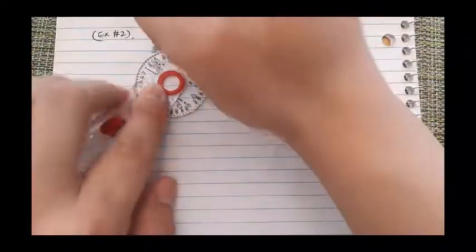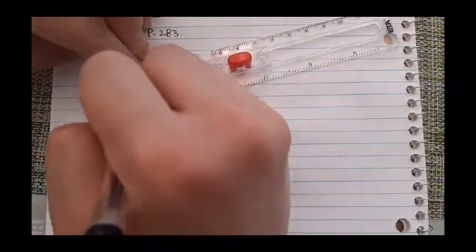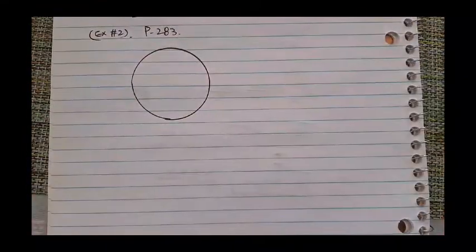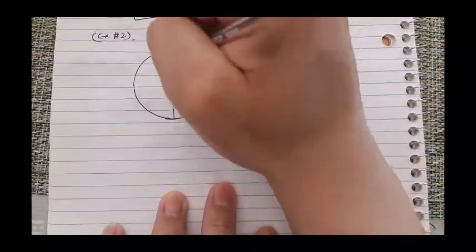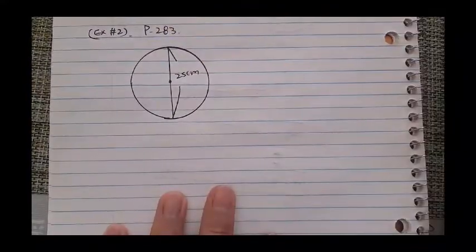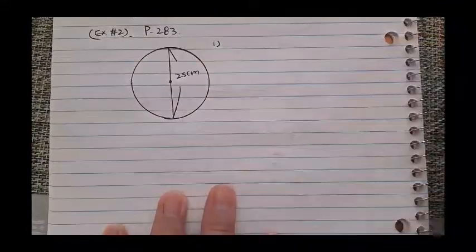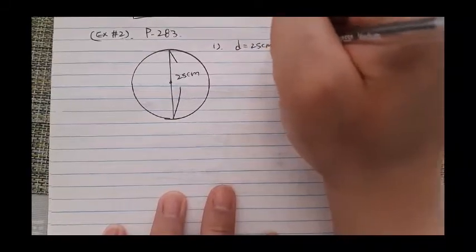This time, I'm going to use any circle, doesn't really matter. There you go. I have a circle. Diameter is given. That's my center. As 25 centimeter. So, first step, write down the clue. I have one clue given, diameter is given, 25 centimeter.